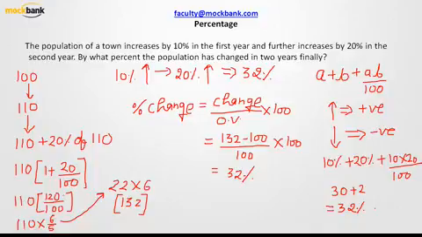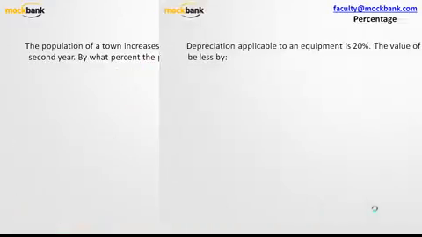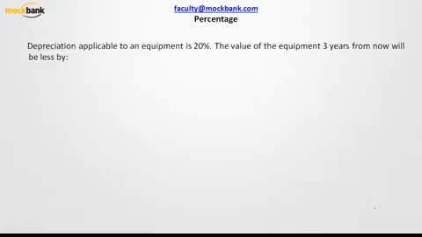Alright, let us try to see one more problem. Another one where you can apply the AB formula. What is the problem? The depreciation applicable to an equipment is 20%. The value of the equipment 3 years from now will be less by, say, so what they are saying is, this is 20% in the first year, followed by 20% in the second year, and then followed by 20% in the third year.